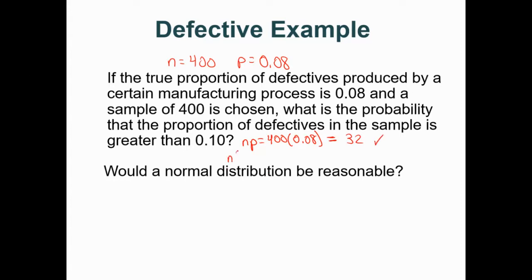Now we have to do n times 1 minus p. 400 times 0.92. What would that get us? 368. Are we greater than 10? Yes. So can we assume normality here? Yes, we can.